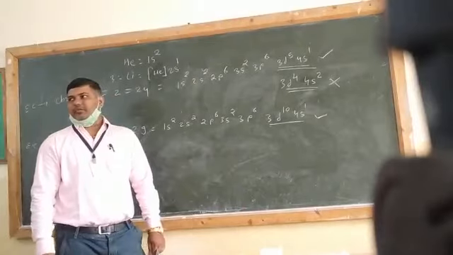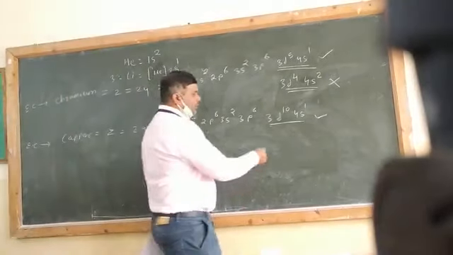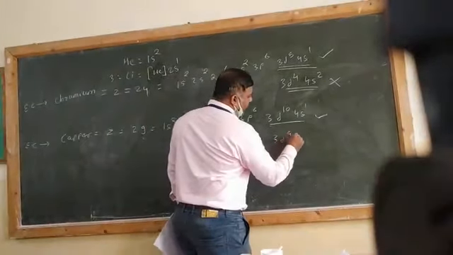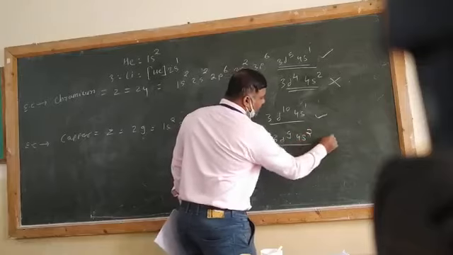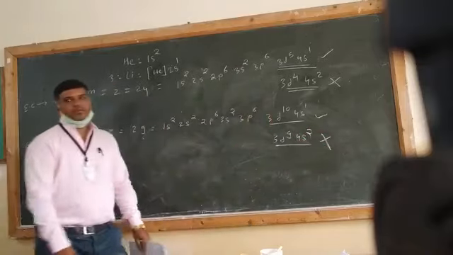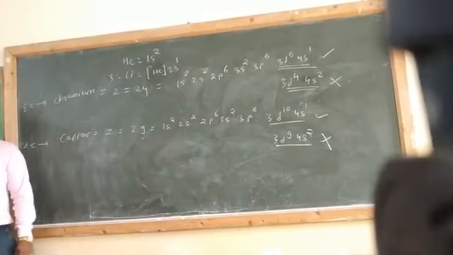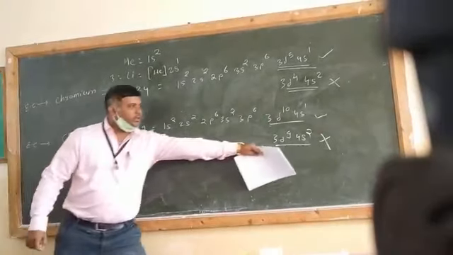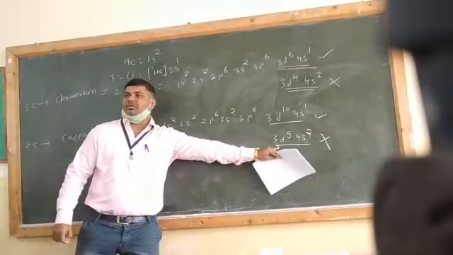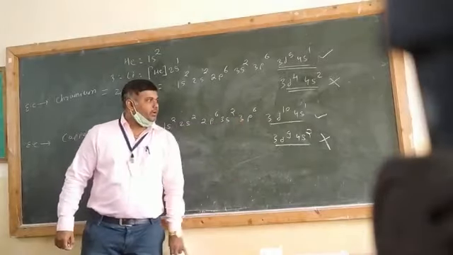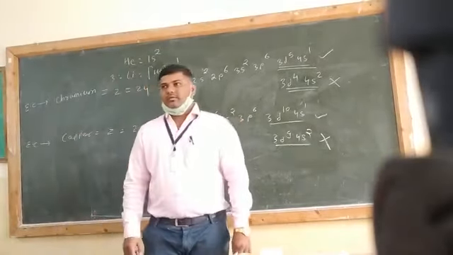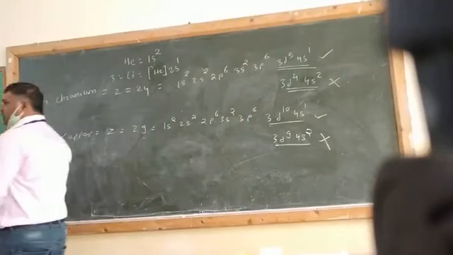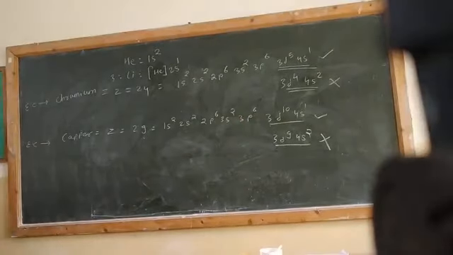So what should be the configuration? What did we expect? How will the configuration be? 3d9, 4s2. But this configuration is wrong. Right? Are you understanding, my dear students? This configuration is wrong. 3d9, 4s2 is not the configuration. Then what is it? 3d10, 4s1. Right? Now here the question comes, what is the reason? Okay. So write down the reason also.